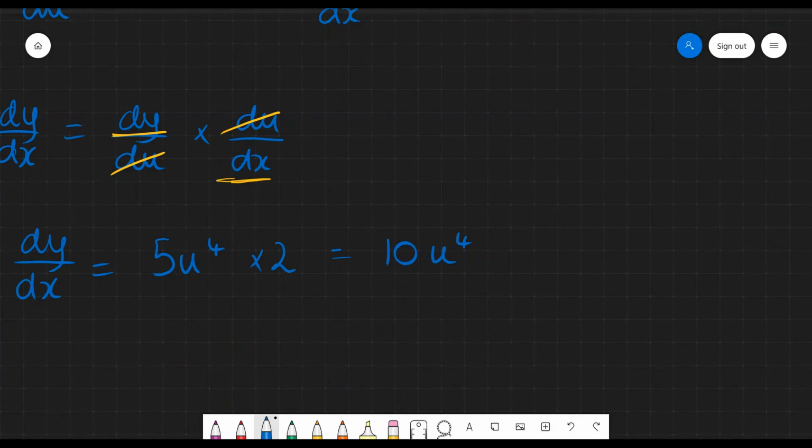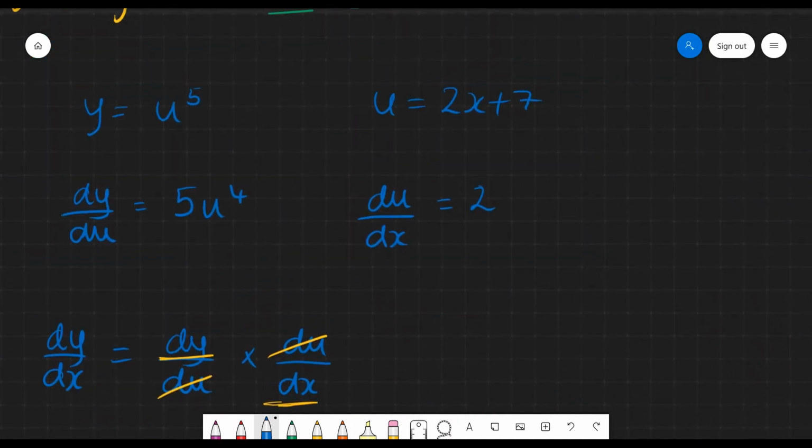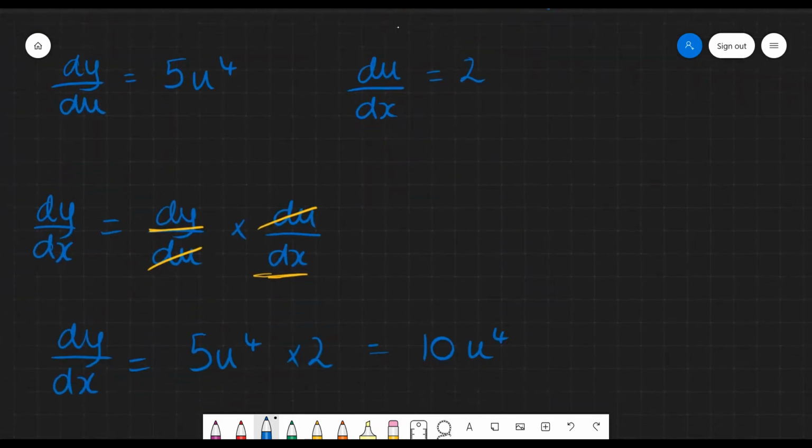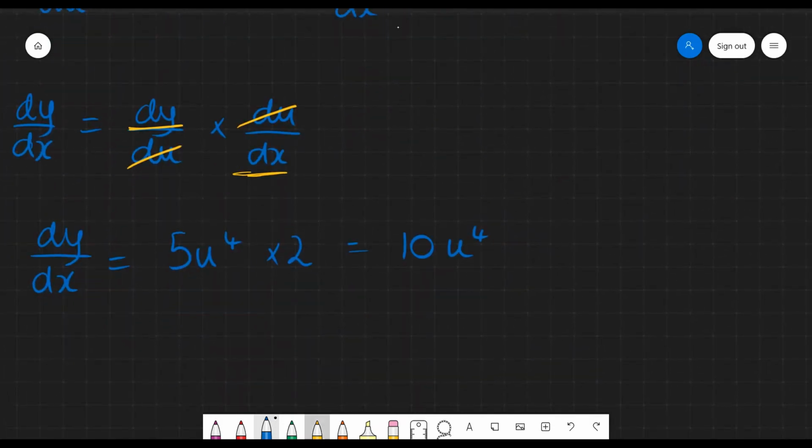Now the last thing we need to do is substitute u back into the expression. So we called u 2x plus 7. So we substitute 2x plus 7 into u. So this becomes 10 times 2x plus 7 to the power of 4. And that is our final answer.